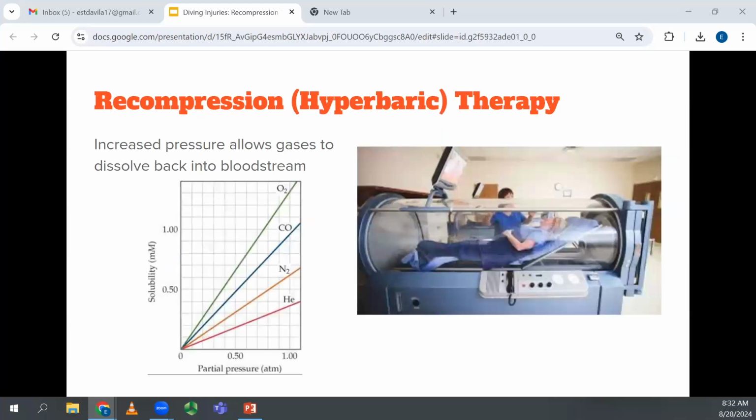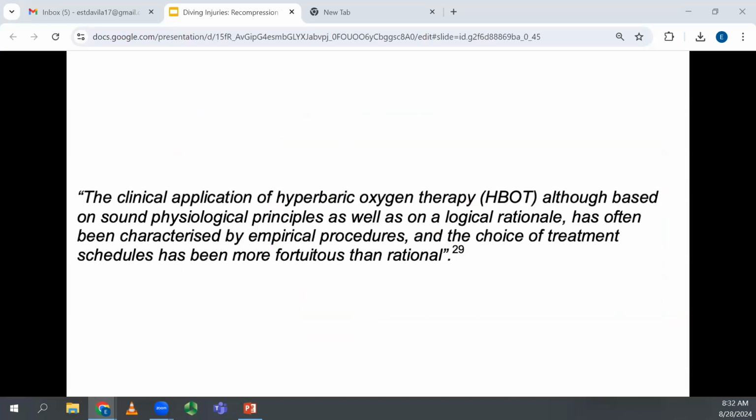So again, the treatment is recompression therapy, which again increases the pressure, and then allows those gases to go back into the bloodstream, and then they can be slowly released. Recompression or hyperbaric therapy is considered the standard of treatment in diving injuries. But it's actually not super, super well studied.